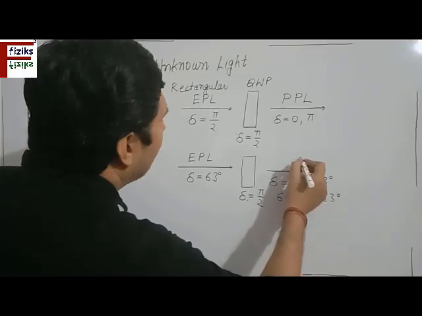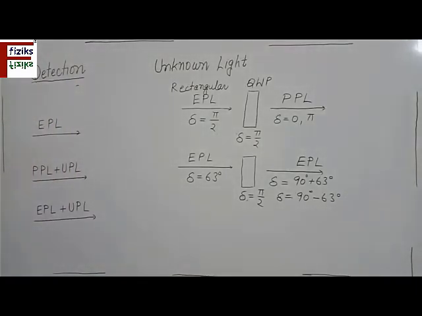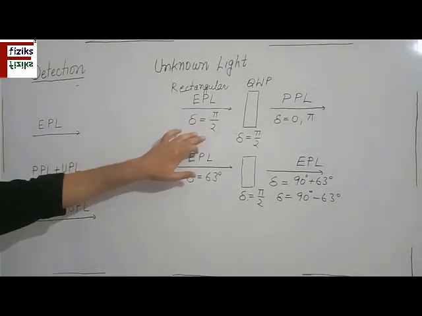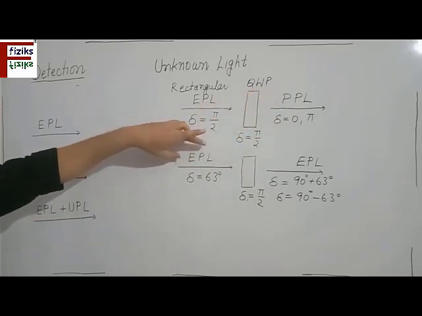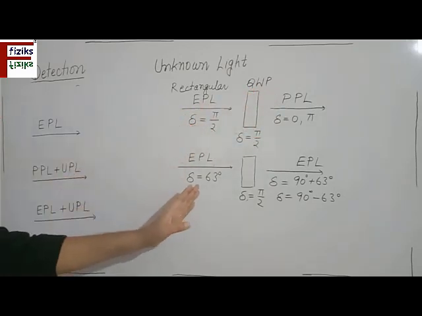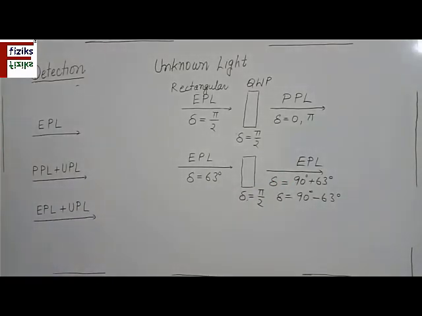So in both the cases we will have elliptically polarized light on this side, because for right angular elliptically polarized light delta was already pi by 2, so on this side we will have PPL. But for another elliptically polarized light, delta can have any value. So for these values on this side, this delta will not become 0 or pi or 2 pi. So automatically we will have elliptically polarized light. So first we have to resolve this problem.